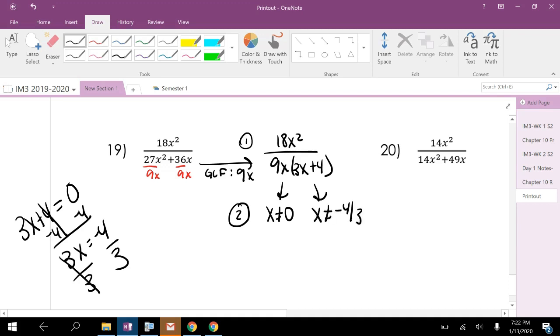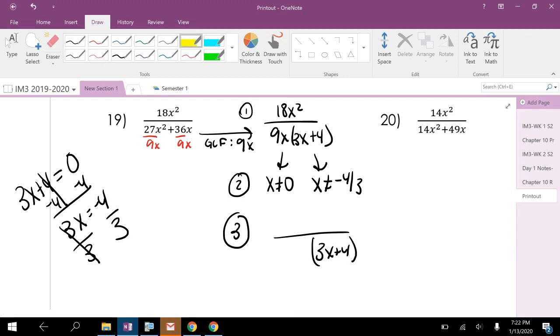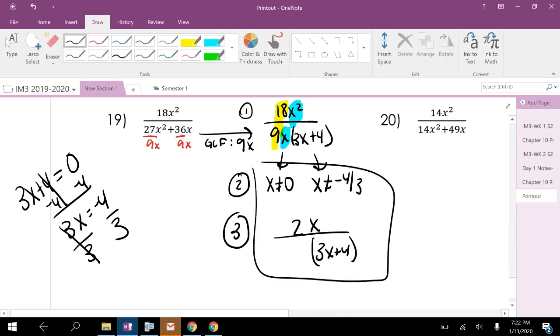That one was a hard one in the homework, so I kind of want to go over one like that today. I wouldn't worry too much about that type of one. But let's go ahead and simplify it, and then we'll be done. So again, the 3x plus 4 is not going anywhere. There's nothing that cancels. Let's take a look. 18 divided by 9 gets me 2. And then x squared divided by x leaves me with just a single x on top. And I'm done.